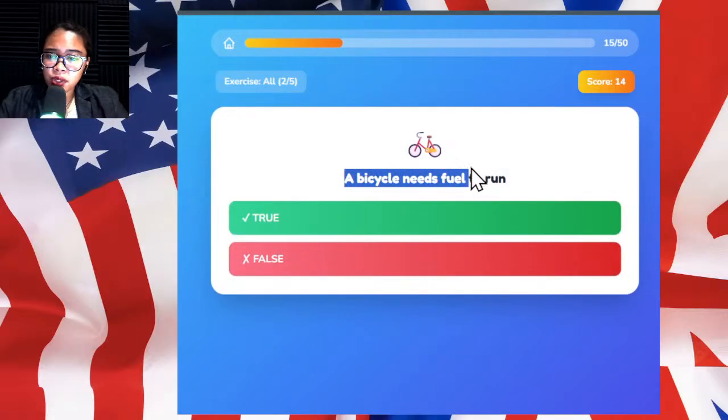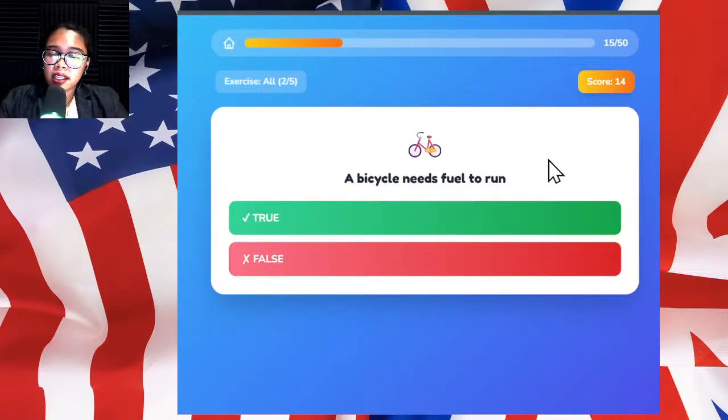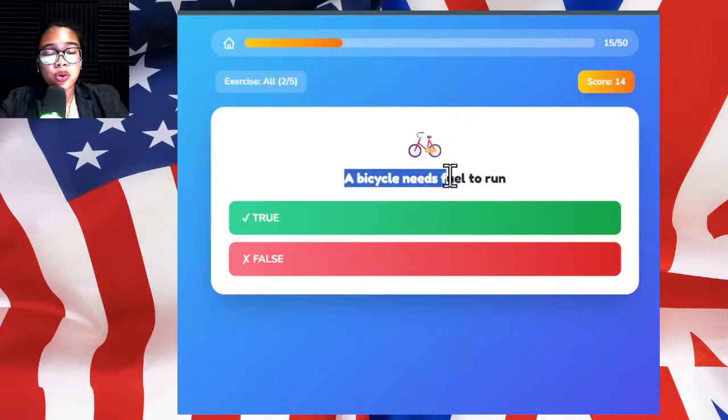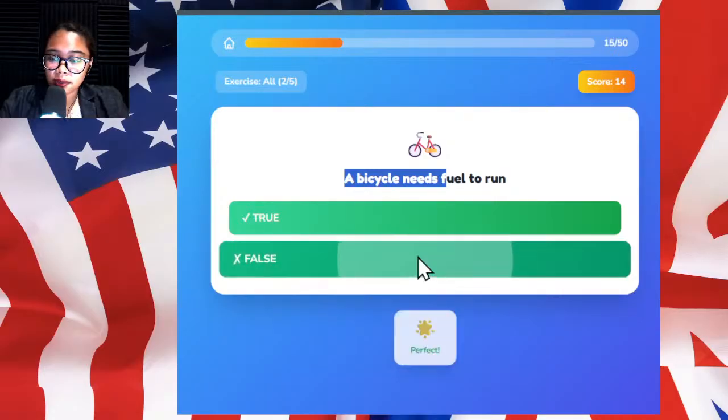A bicycle needs fuel to run. Again, a bicycle relies on pedal power. So this is false, because we've established that a bicycle is eco-friendly, right? Eco-friendly means it does not harm the environment because it does not use any kind of fuel. It is human powered. So this is false.